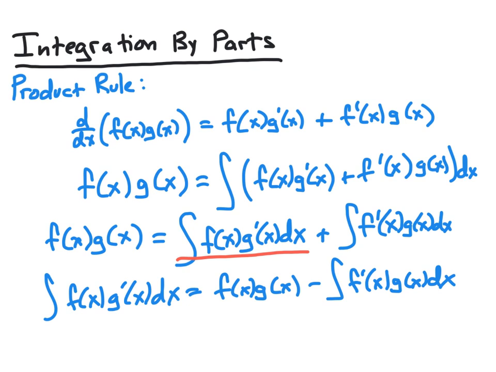With the equation arranged like this, we can see that this integral on the left-hand side, which is the integral of a product of two functions, can be rewritten as the product of the functions f and g minus another integral. And if this second integral on the right-hand side is a simpler function, then we'll be able to evaluate that integral and therefore evaluate the integral on the left side.